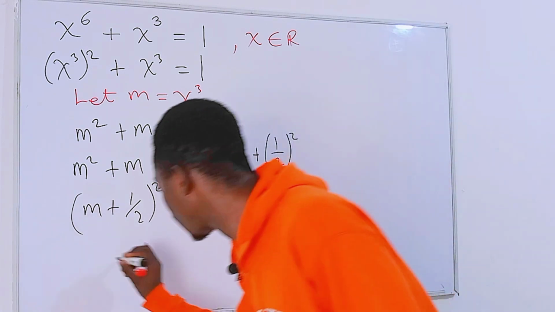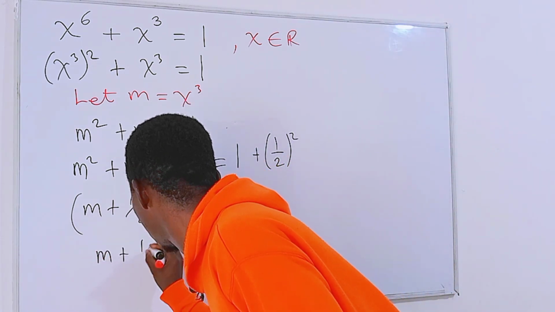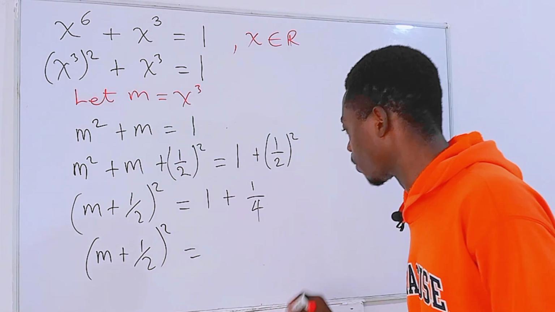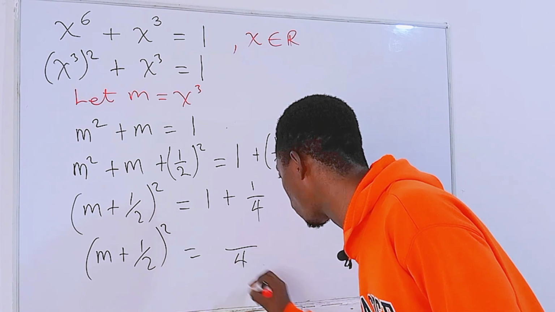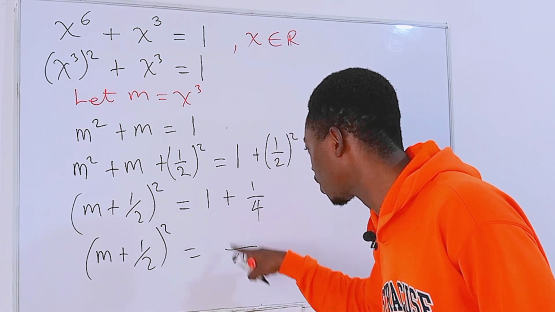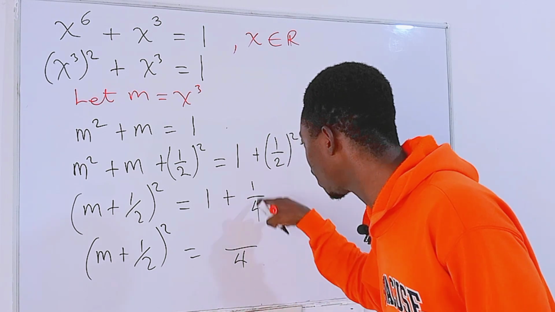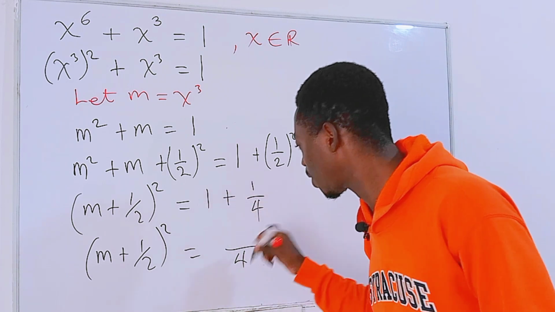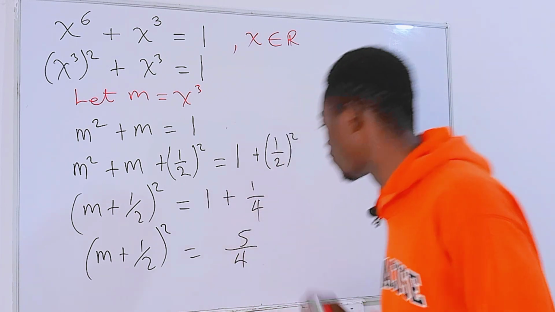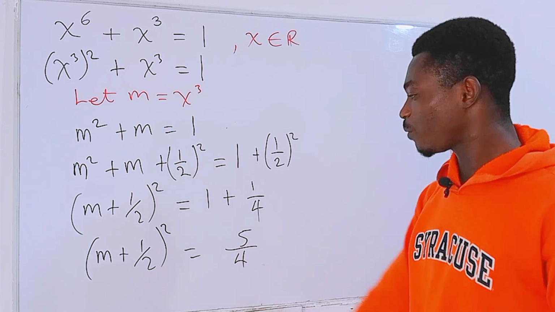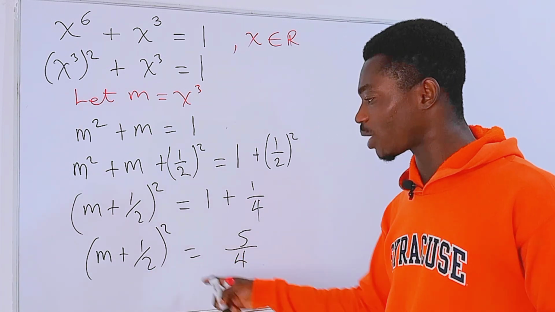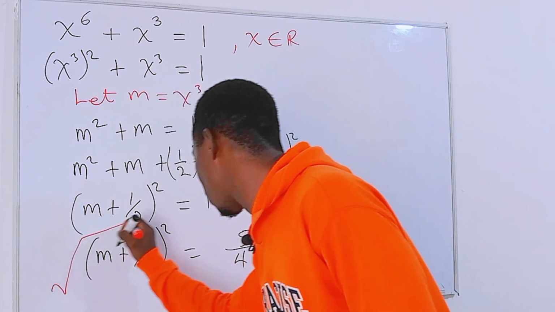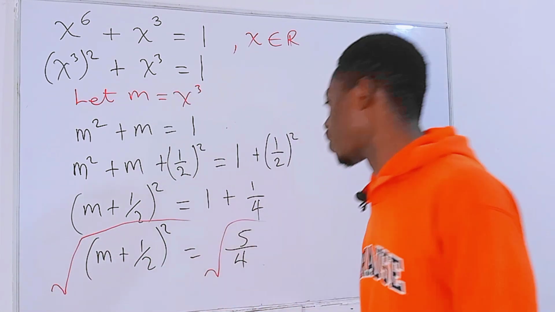Easy. Let's keep the left hand side. We have m plus 1 over 2 all squared, and this is equal to, let's simplify this. The LCM is going to be 4. 1 goes into 4 four times, making 4. Then this goes into this 1 time, times 1. So everything on the numerator side is going to be 5. Easy. We are looking for m this time. Actually, there's a square here, so let's take the square root on each side of the equation.